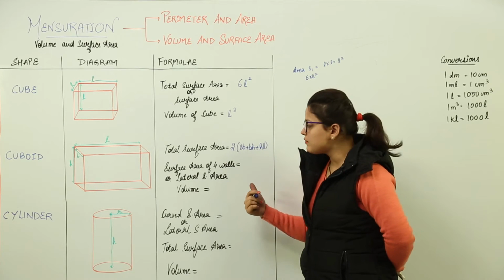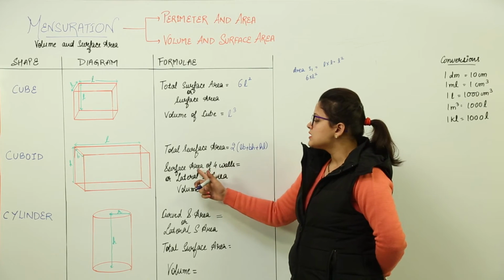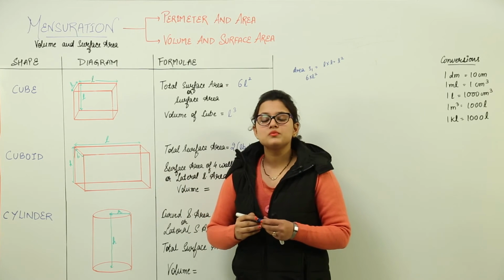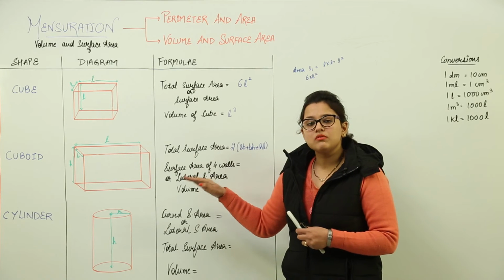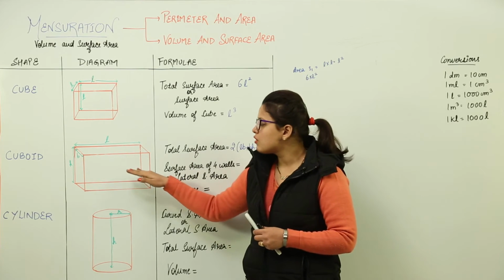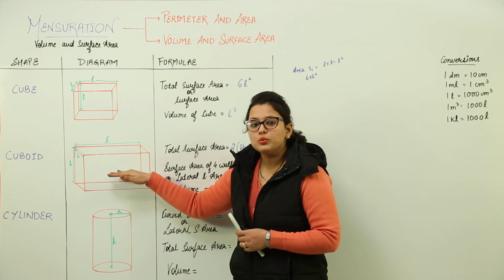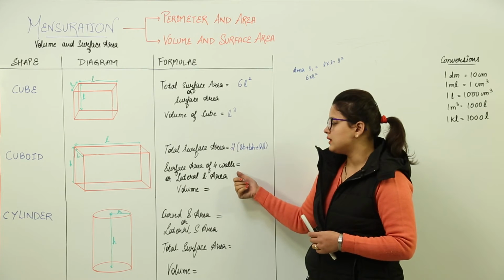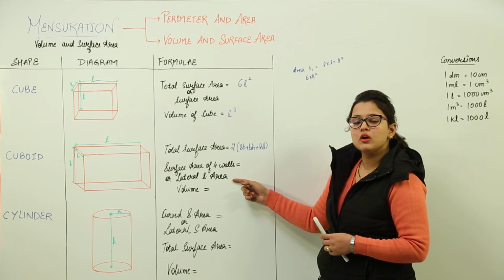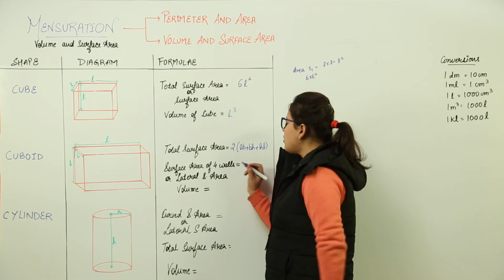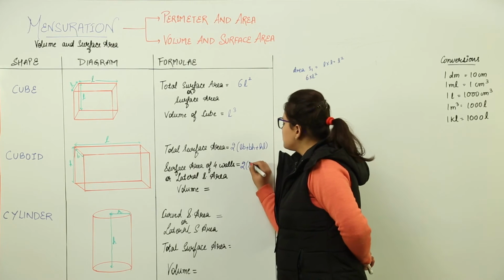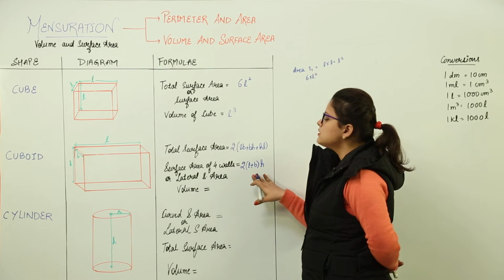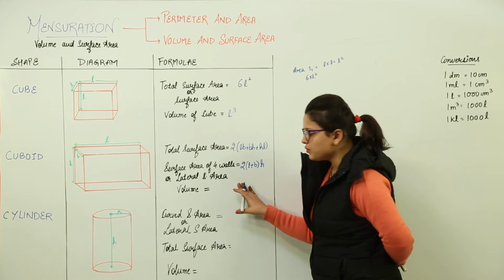Now we have another formula for area, that is the surface area of 4 walls or lateral surface area. Consider this to be a box. If we want to calculate the area of its 4 sides only, and we don't want to include the top and the bottom, then we have to find this area. It has another name called lateral surface area. The formula for this is 2 into (L plus B) into H. This is the formula for the lateral surface area of a cuboid.